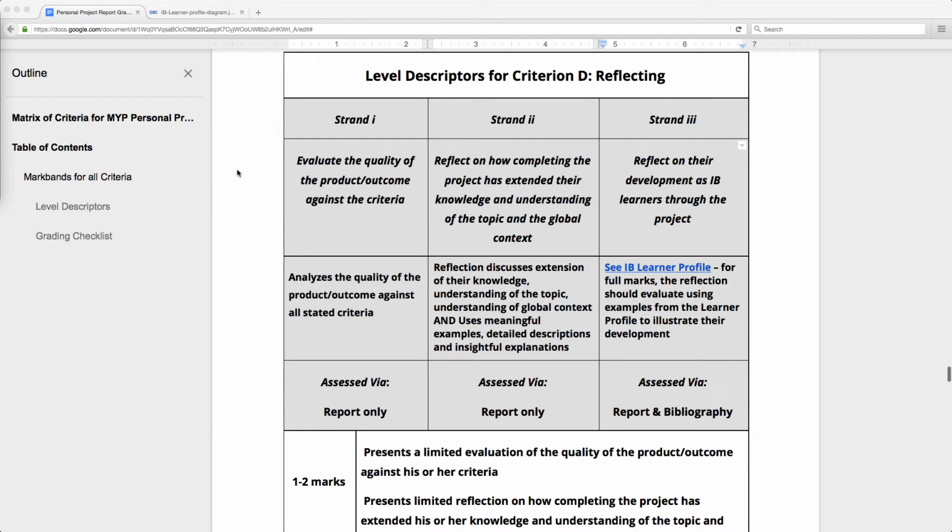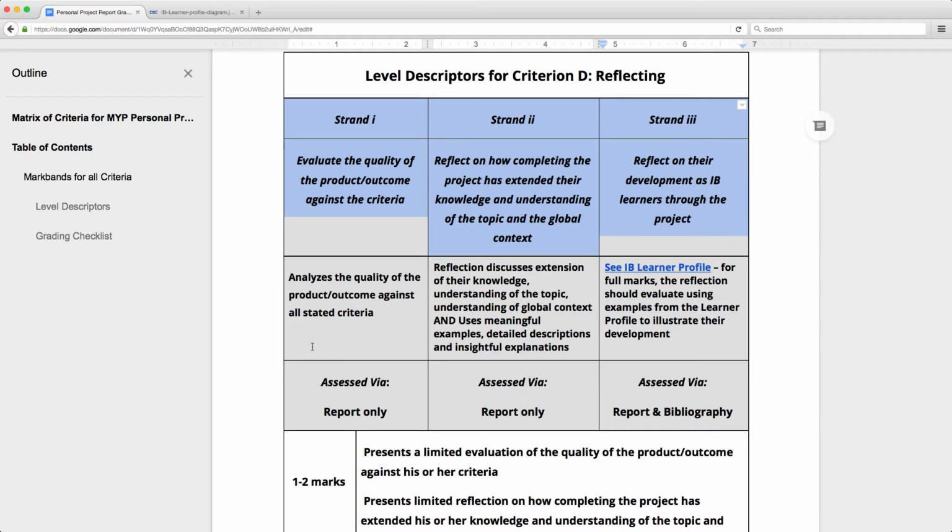In this video we're going to take a look at the level descriptor for criterion D, the reflection. The three strands that the IB is looking for in your reflection are here along the top. Number one, evaluating the quality of the product or outcome you created against the criterion that you set. Number two, reflecting on how completing the project has extended your knowledge and understanding of the topic and the global context. And number three, reflecting on your development as an IB learner through the project.